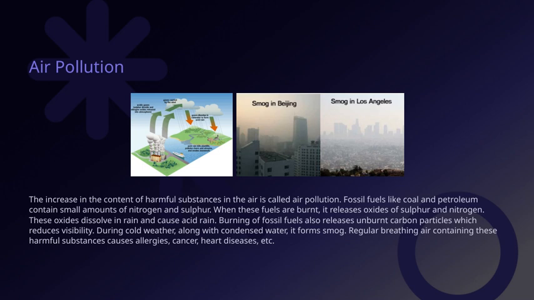Another impact of burning fossil fuels is the release of unburnt carbon particles, which can reduce visibility, making the air hazy or foggy. During cold weather, these particles combine with condensed water vapor to form smog, which is a mixture of smoke and fog that can be quite harmful to health. It's important to understand that breathing air contaminated with these harmful substances isn't just unpleasant. It can lead to serious health problems like allergies, cancer, and heart diseases. So, reducing air pollution is crucial for our health and the environment, and it ties directly into the overall theme of protecting our planet and ourselves.